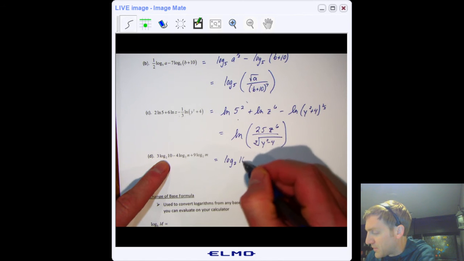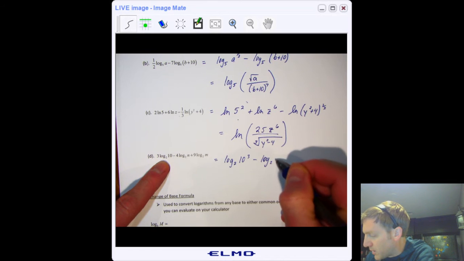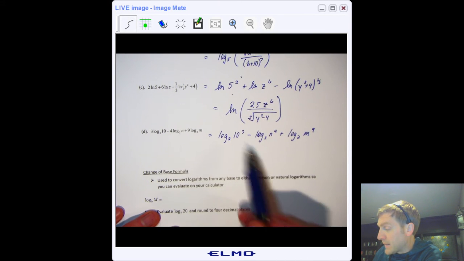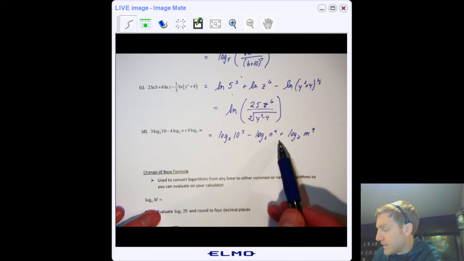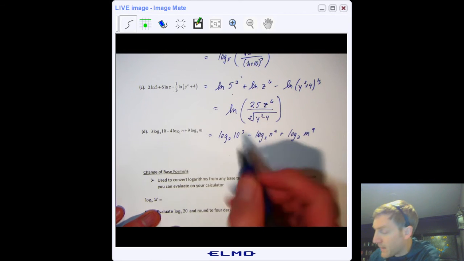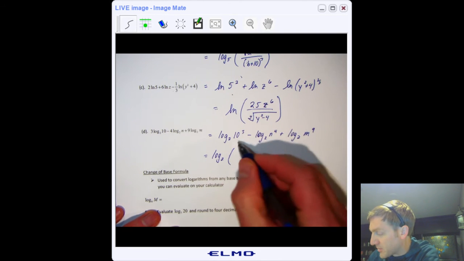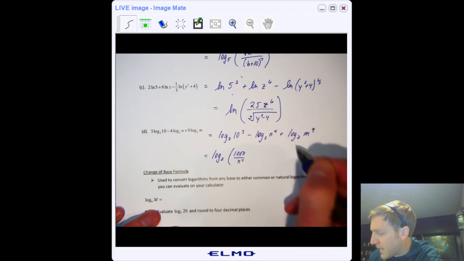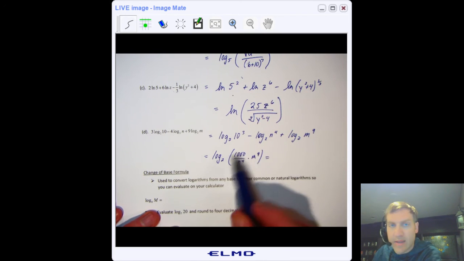Log base 2 of 10 to the third minus log base 2 of n to the fourth plus log base 2 of m to the ninth. So now these two logs are subtracted, so it becomes division. This is added, so it becomes multiplication. So you might first write it like this. Write your division. So 10 cubed is 1,000 divided by n to the fourth, and then multiplication times m to the ninth.